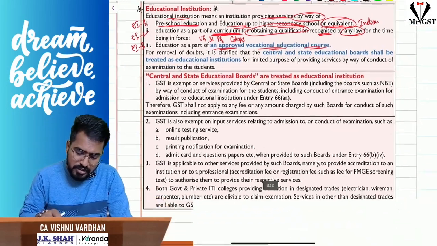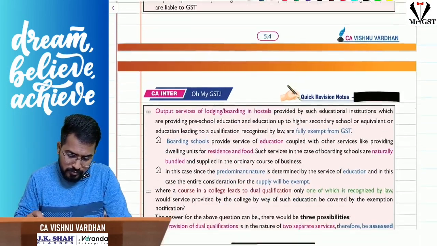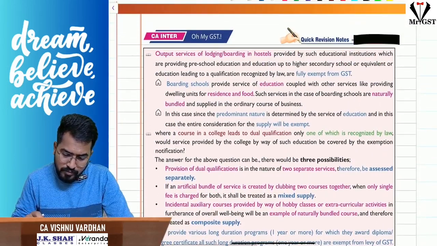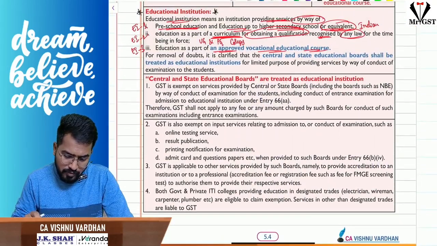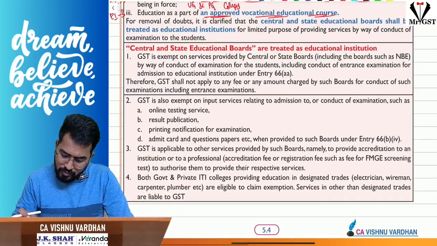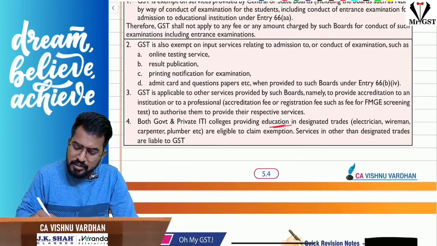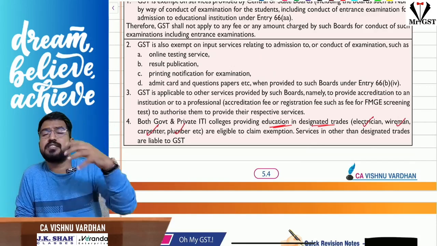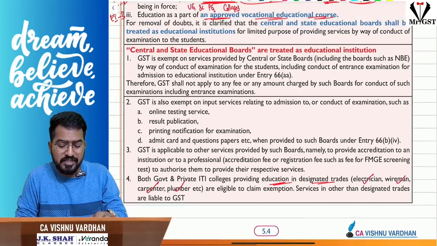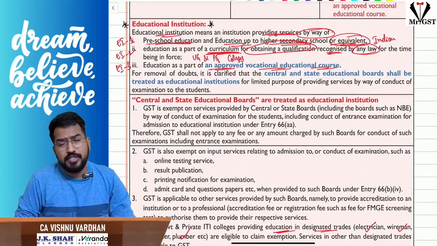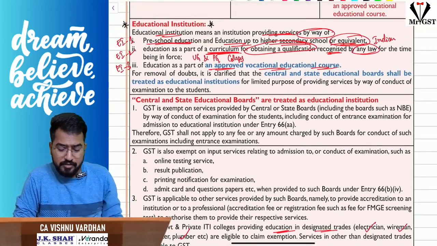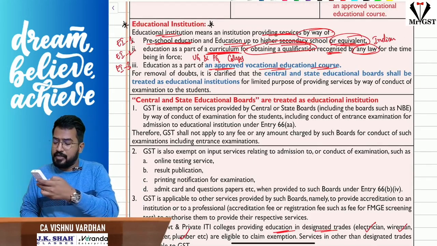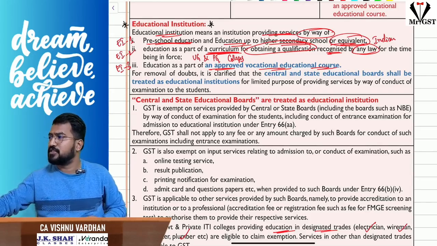Sir, education as a part of approved vocational educational course. What do you mean by approved vocational education course? See, approved vocational education course means where the education is provided in designated trades like electrician, wireman, carpenter, plumber, etc. Anybody providing that will be called an educational institution. Generally they are called ITI colleges, if you remember in your areas. So those ITI colleges we are talking about, they are called educational institutions.